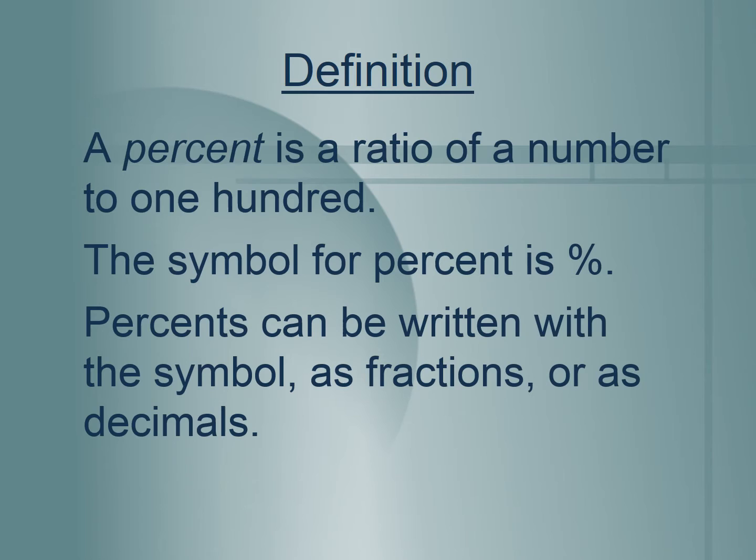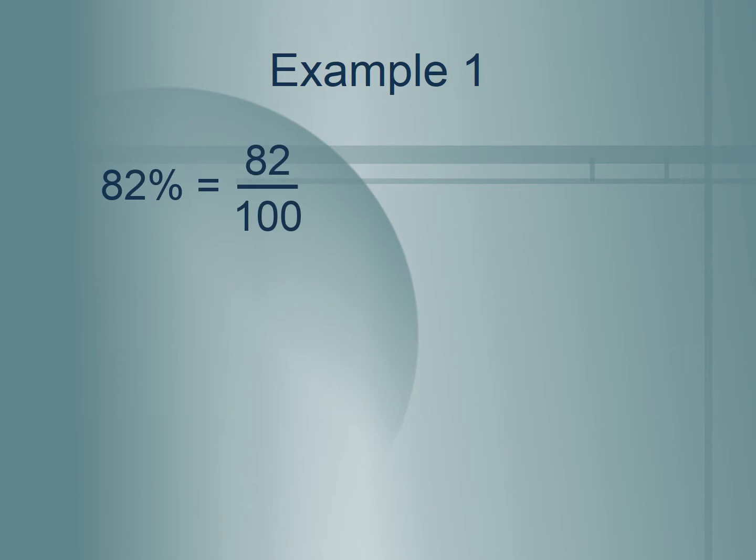Percents can be rewritten as a number with the percent symbol. It can be written as a fraction or as a decimal. So you need to be able to go in between all three forms of a percent. For example, if we have 82% and we wanted to write it as a fraction, remember 82% is the ratio of that number to 100. So that number is 82, so that goes in the numerator with 100 in our denominator.